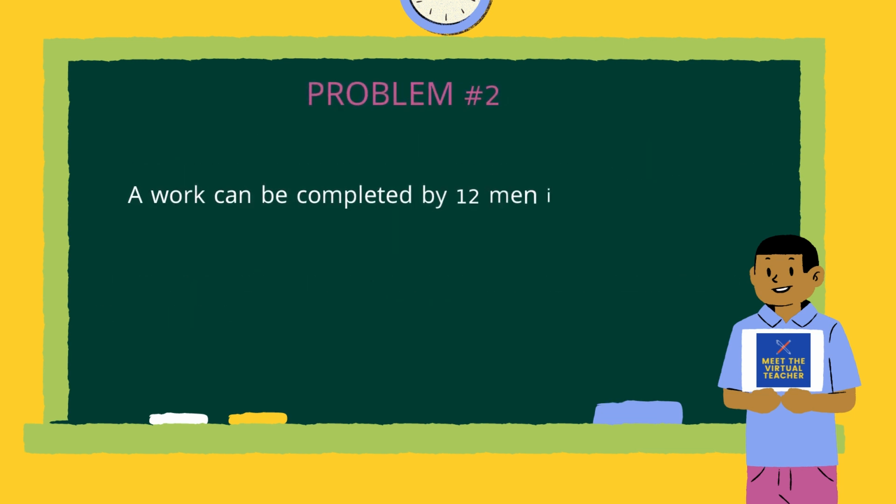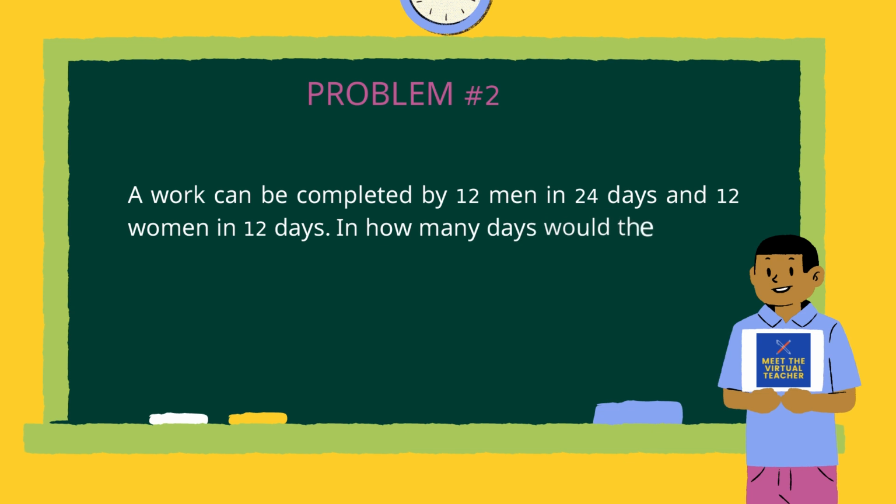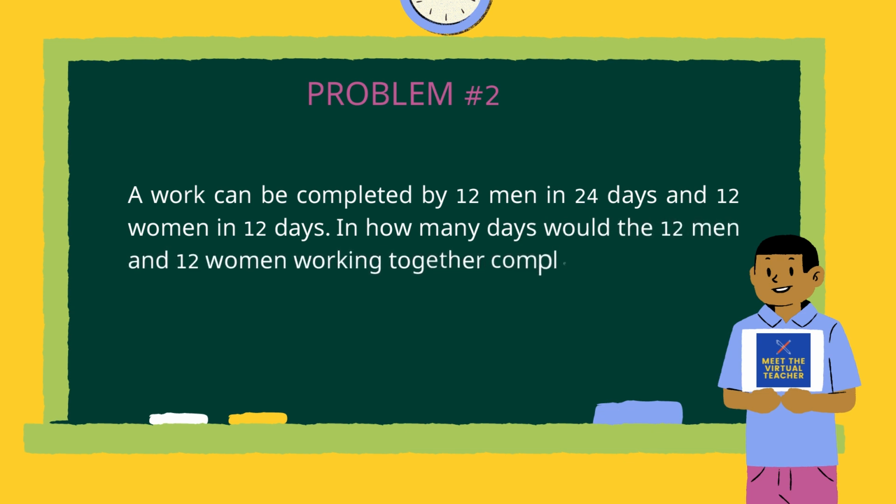Problem number 2. A work can be completed by 12 men in 24 days and 12 women in 12 days. In how many days would the 12 men and 12 women working together complete the work?